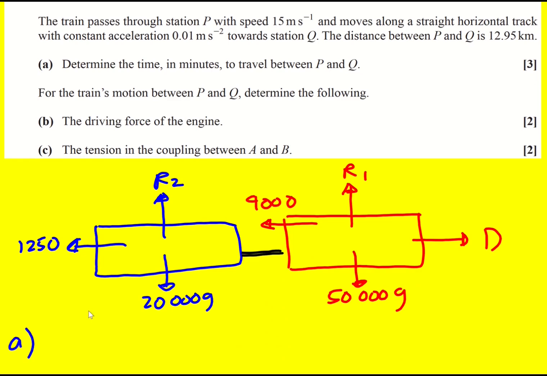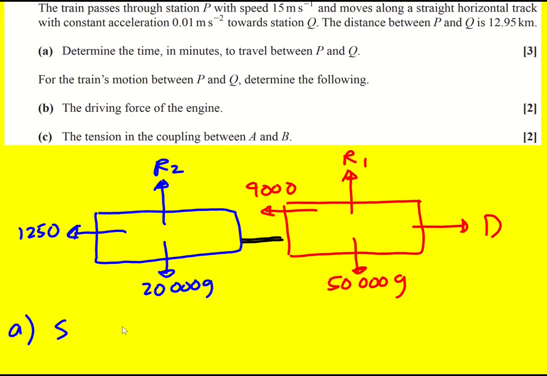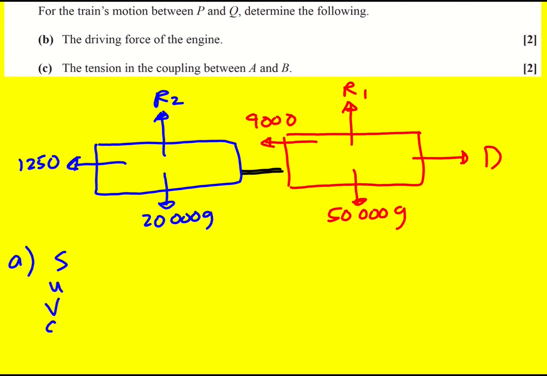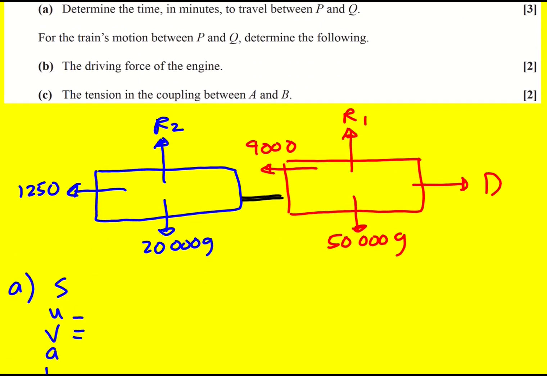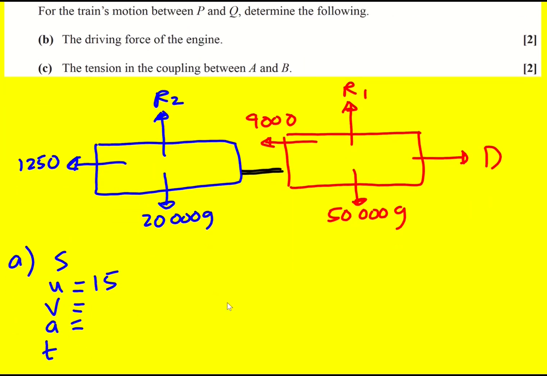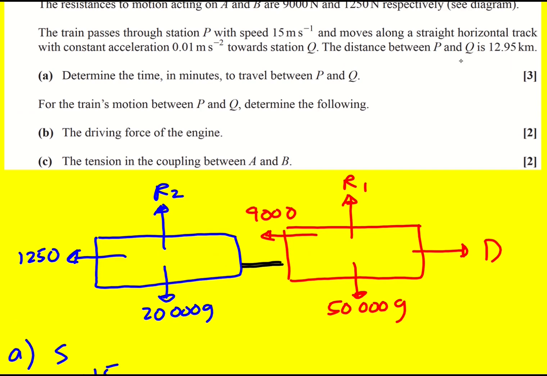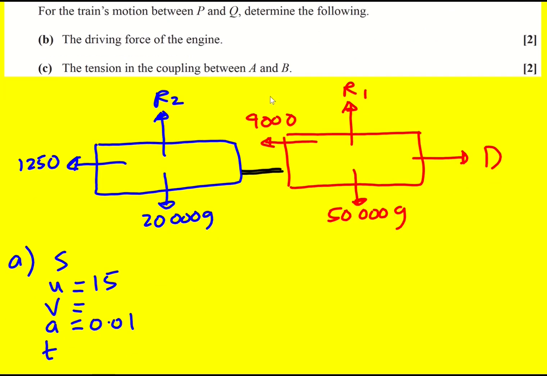So in A, we've got some speed. The train passes through station P with speed 15 and moves along a straight horizontal track with constant acceleration. So that's already bringing in the fact that we can use that. Oh yeah, sorry, U is 15. A is 0.01. And S is 12.95 kilometers. So I have to times through by 1,000. It's going to be 12950 meters. We need to be consistent in our units.